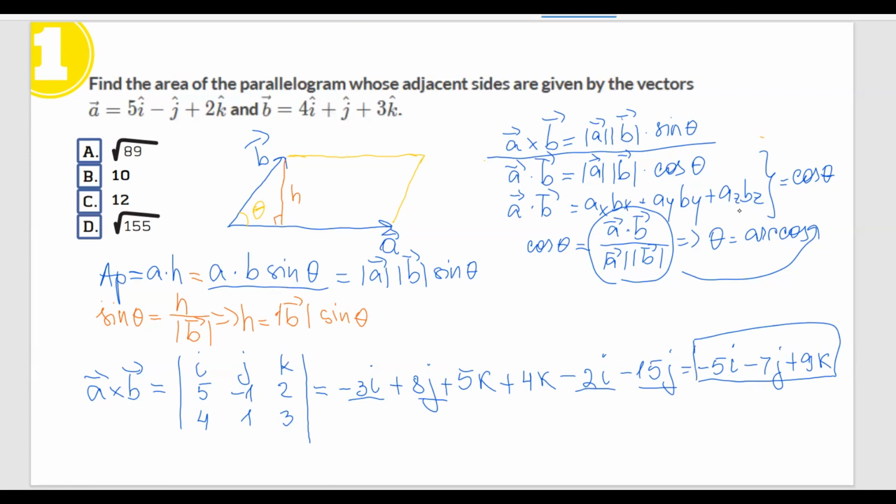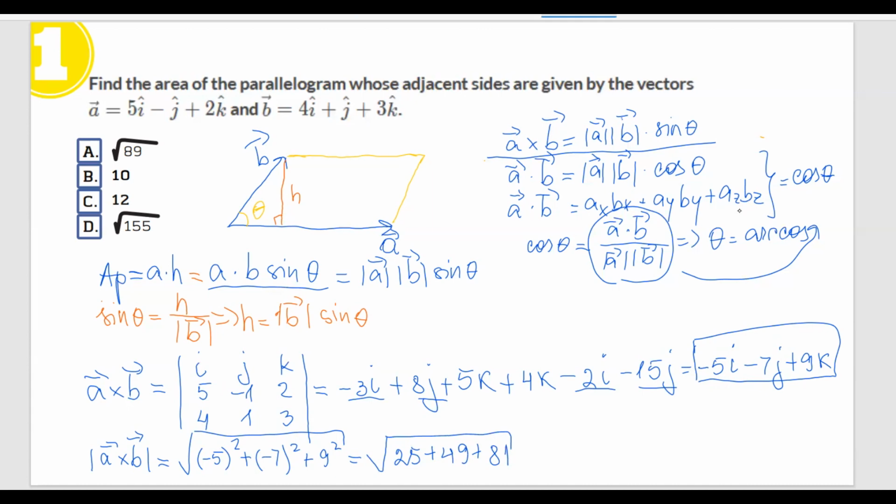So the area of the parallelogram is going to be the magnitude of vector A cross B. And this is going to be equal to the square root of minus 5 squared plus minus 7 squared plus 9 squared. And this will get you 25 plus 49 plus 81. And by doing all this, you're going to get square root of 155.